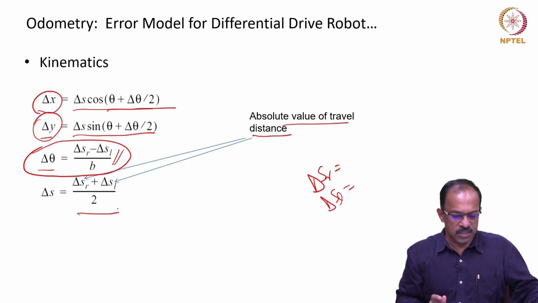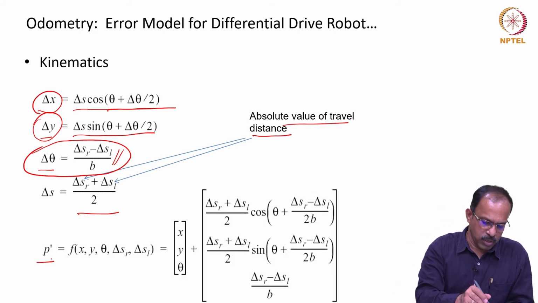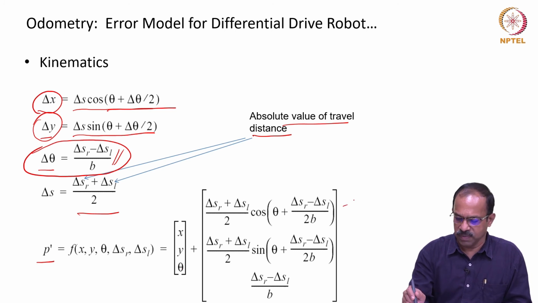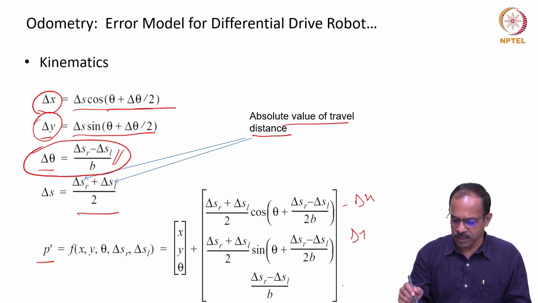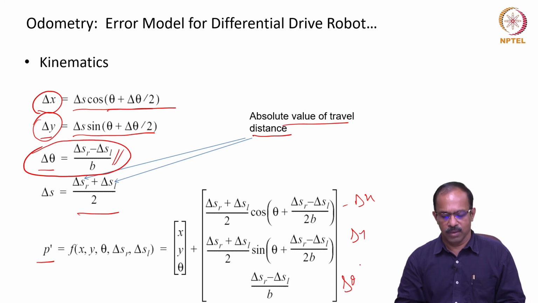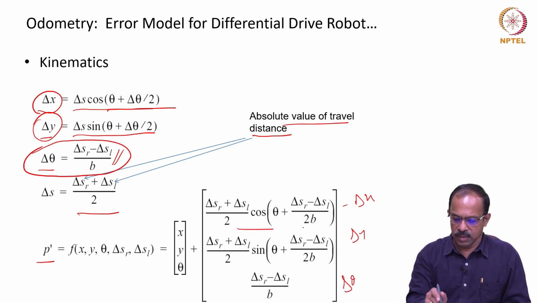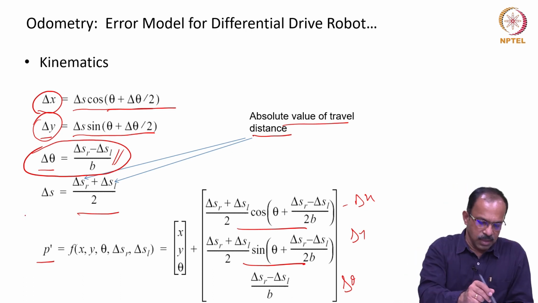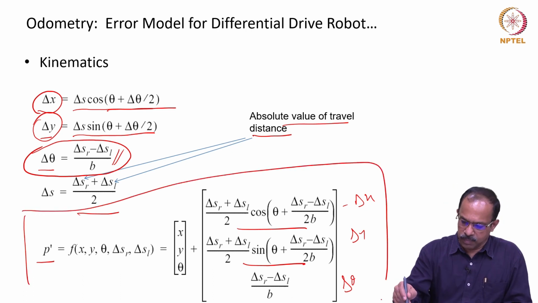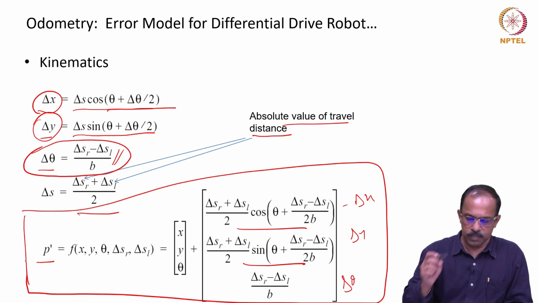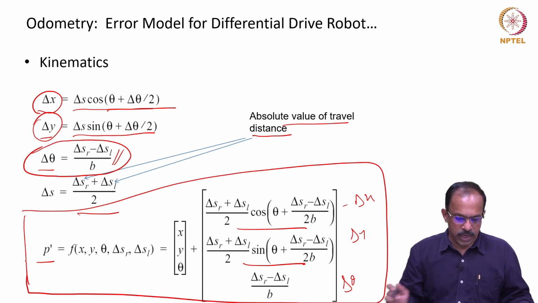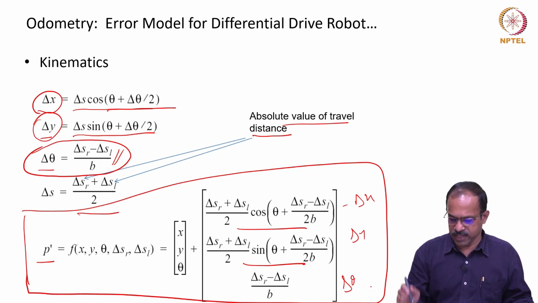Now, the new position of the robot, P dash, is basically (x, y, theta) plus (delta x, delta y, delta theta). So, x plus delta x, y plus delta y, and theta plus delta theta. The new position P dash can be obtained like this.